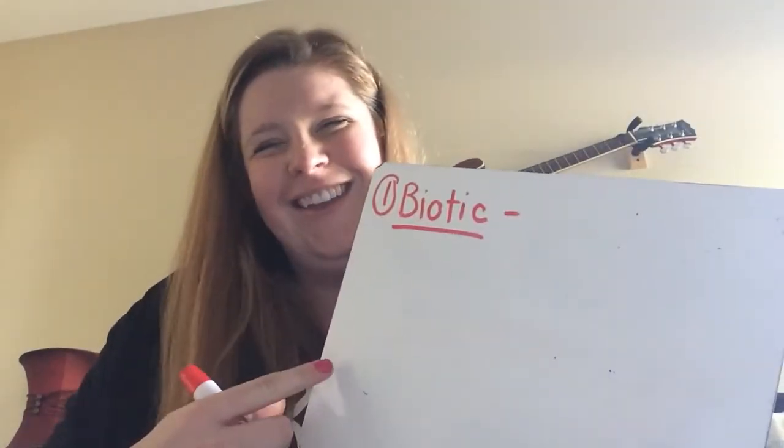There are 2 scientific words. The first one, I want you to put in number 1, is biotic. You might have even seen this word. It is a vocabulary word. No, it's not bionic, it's biotic. It means anything that's living or once living.